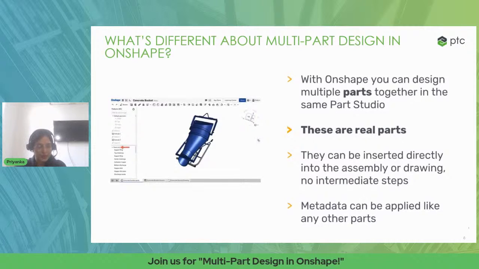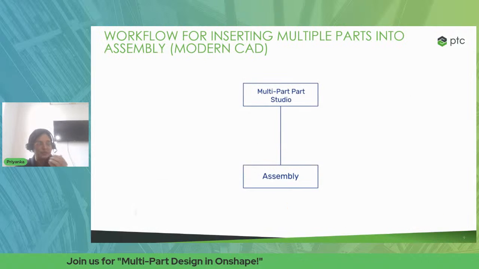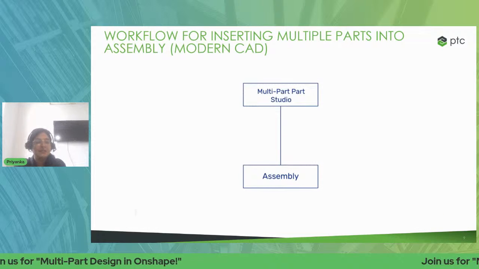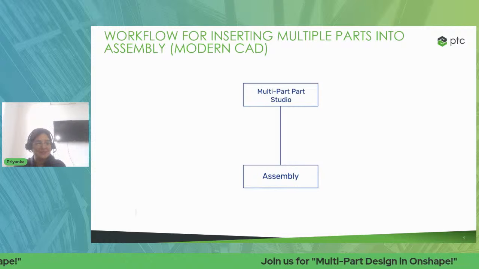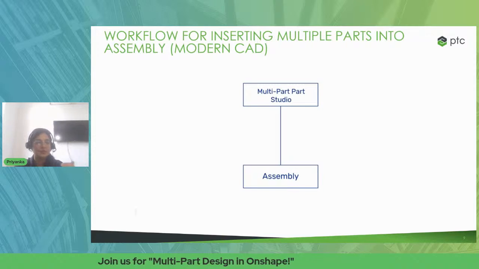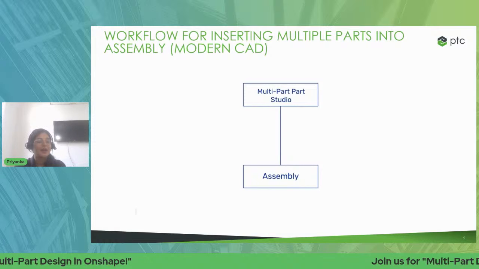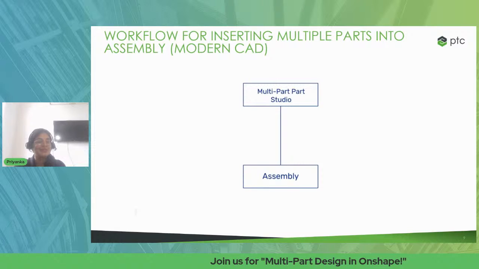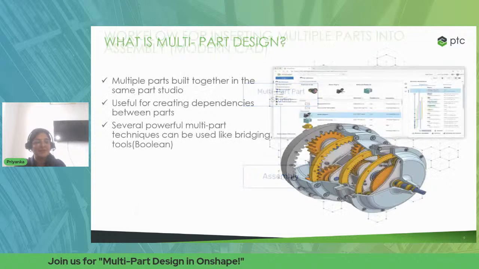To reiterate this, I will show you this workflow, which is quite interesting. It's quite simple. I'm working in a part studio and I want to insert all the parts into the assembly, and I'm just doing it directly. All the changes that are happening, I can do within the multi-part studio. So less noise in the system and pretty simple with Onshape.